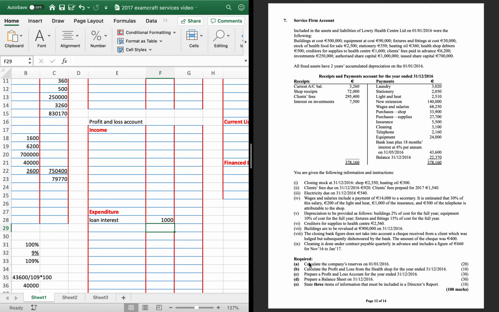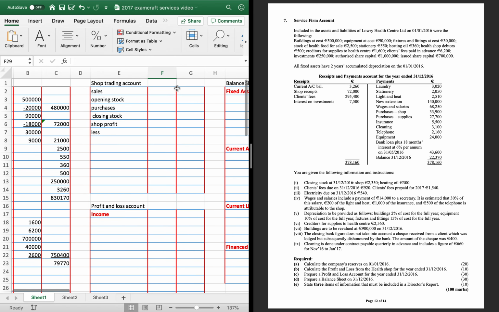Now, this had thrown a little thing in from club accounts into this. So I'll just show you this. The profit and loss from the health shop is sales minus cost of sales equals shop profit. Shop profit less expenses is net profit. So sales ordinarily would just be the shop receipt, 72,000, and we would put that in there like that.